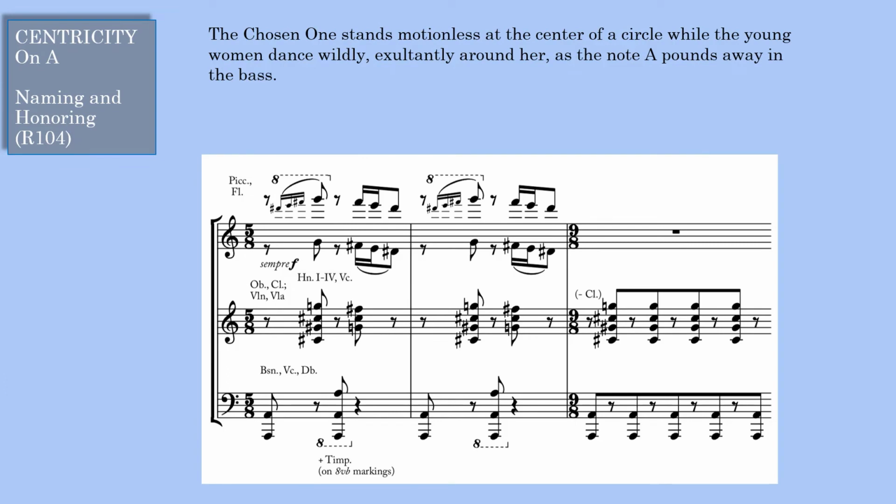There are very few moments in the ballet that are A-centered, but the two most prominent A-centered passages are strongly associated thematically and dramatically: the outer sections of the naming and honoring of the chosen one, and the final section of the chosen one's own sacrificial dance. Here, the chosen one stands motionless at the center of a circle, while the young women dance wildly, exultantly around her as the note A pounds away in the bass.